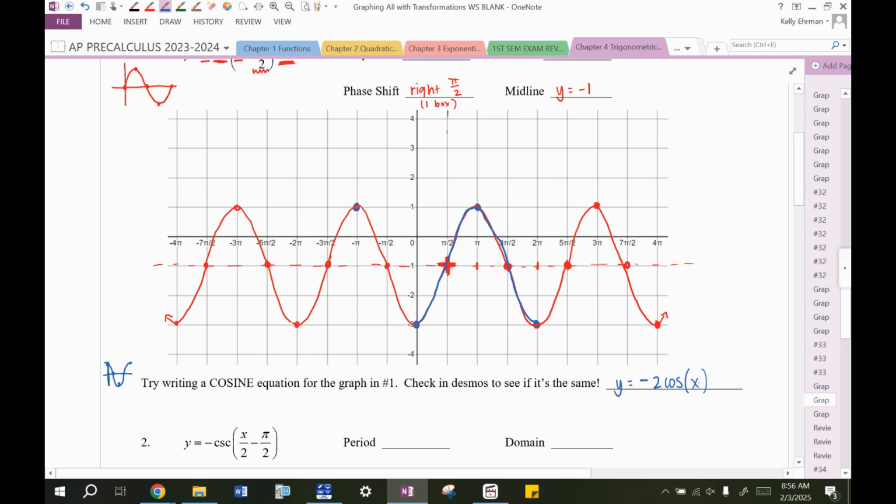So it would just be cosine x. And there would be a midline shift. It has the same midline as the sine graph, so there'd be a minus 1. So this is just one option.